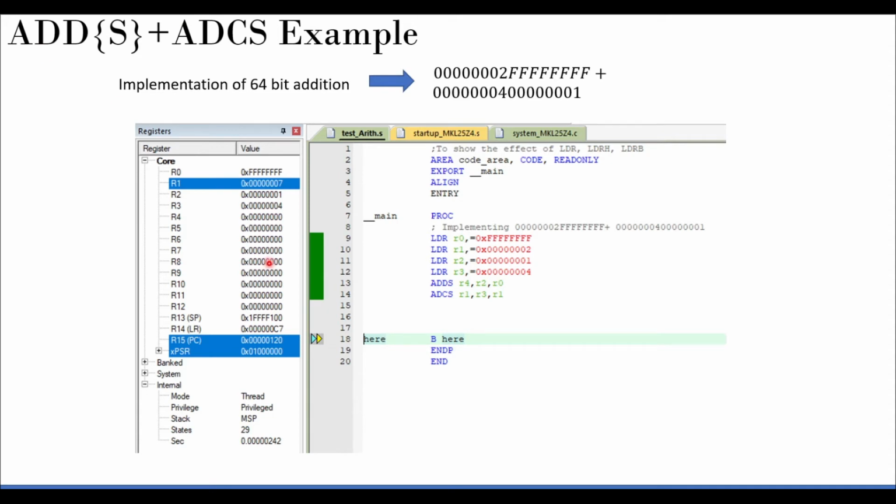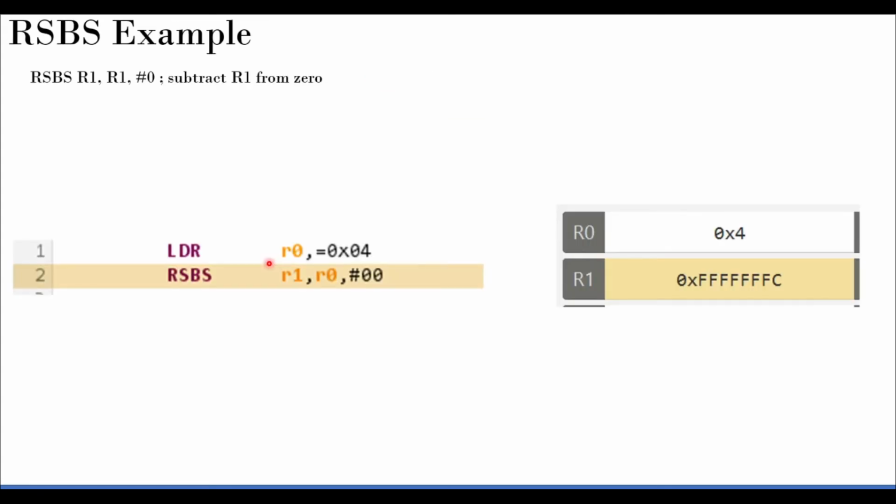Maybe one more example. Let me cover all the arithmetic operations before I show you the demo. Okay, so this is something very interesting. I told you about reverse subtract, right? So RSBS R1, R1, hash 0 literally means that I will subtract R1 from 0 and store that result in R1. So literally what the result will be, if you go back and see that manually, you just take any 8-bit example and do this, you will understand that that is nothing but the 2's complement. For example, let me store R0 with 4, and if I do this, R1 is 0 minus R0 stored in R1. So R1 will literally have the 2's complement of R0.